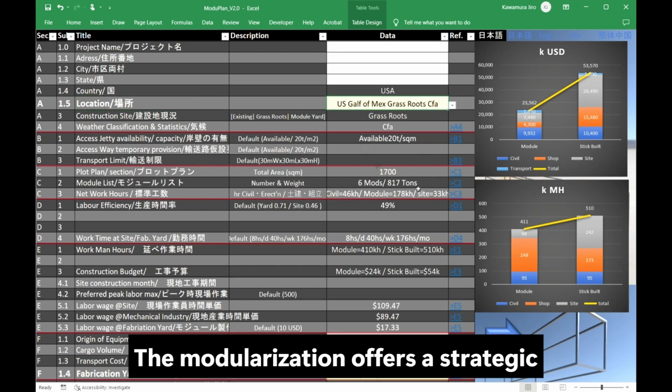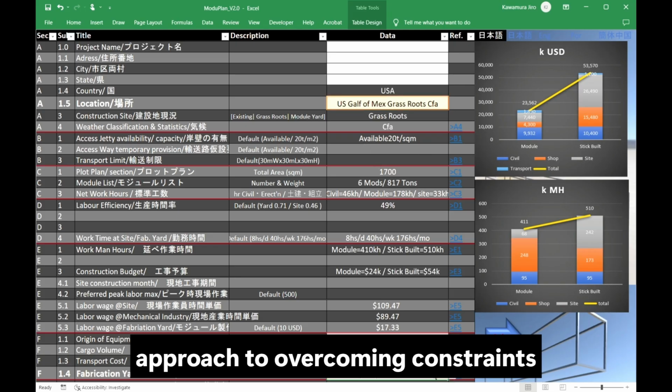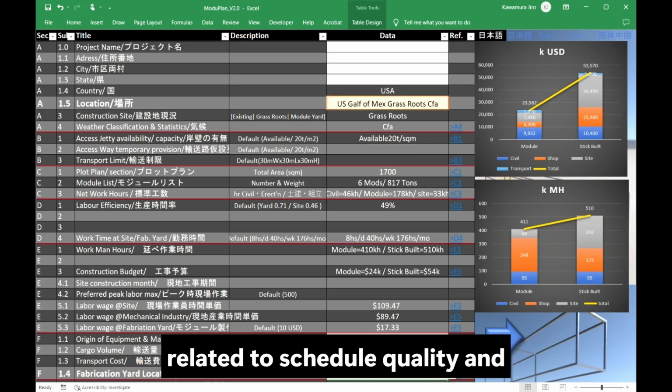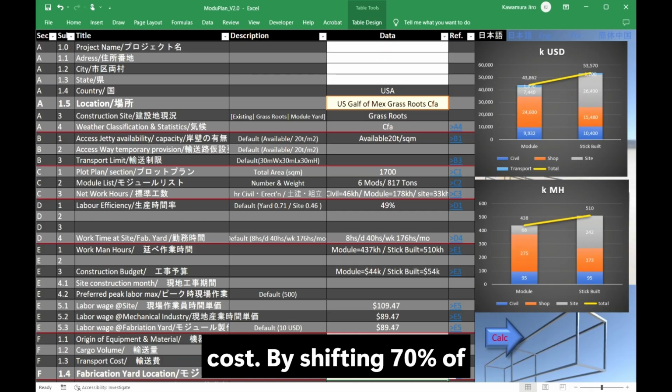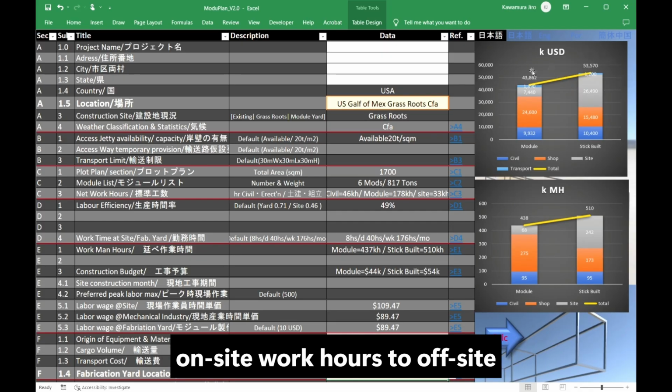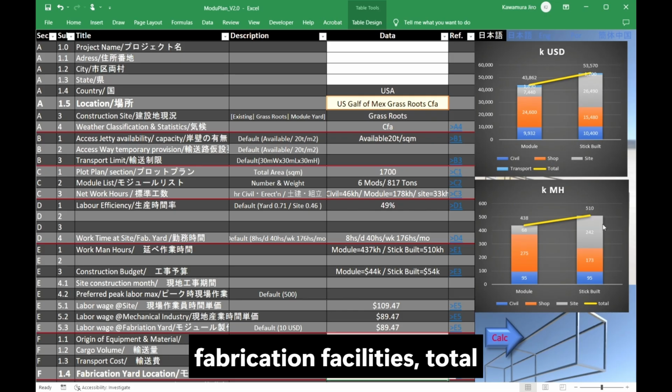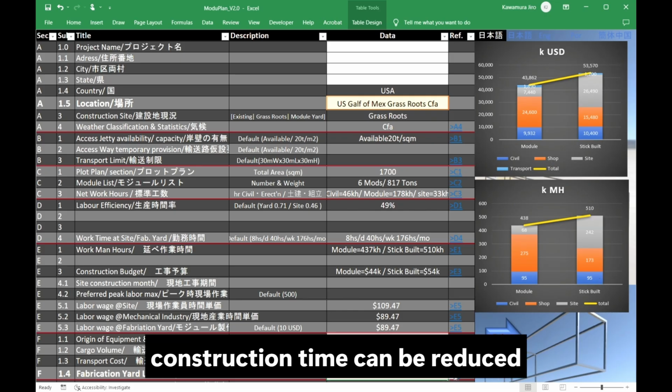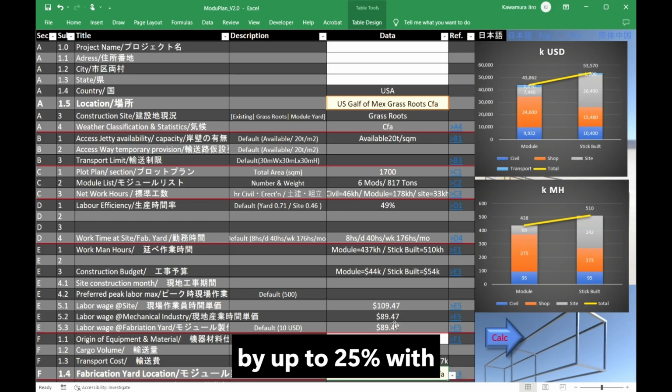Modularization offers a strategic approach to overcoming constraints related to schedule, quality, and cost by shifting 70% of on-site work hours to off-site fabrication facilities. Total construction time can be reduced by up to 25% with factory-level quality.